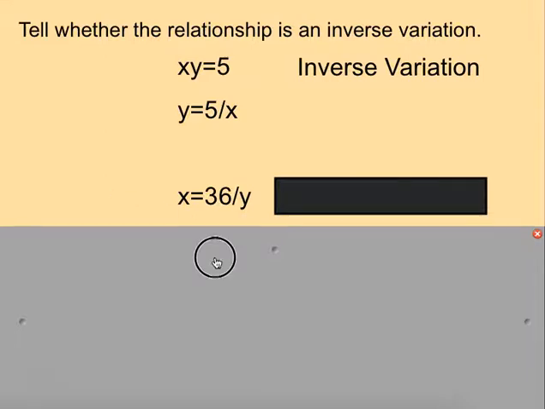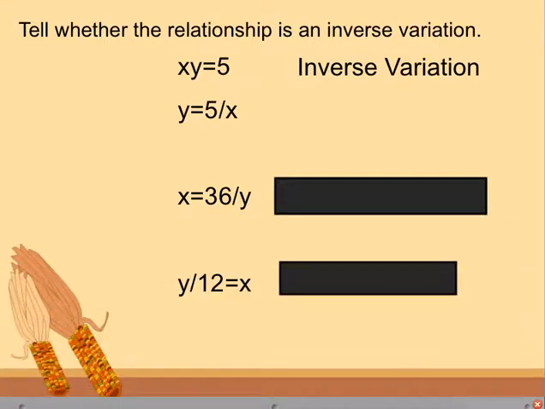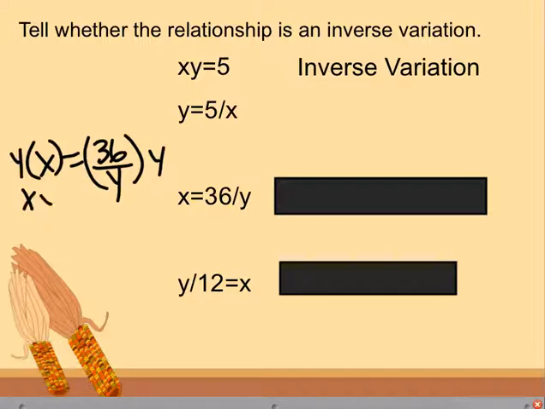For this one, it's going to take a couple steps. We want to get y by itself, and we currently have x is equal to 36 divided by y. Well, we don't really want y in the denominator, so I'm going to multiply by y on each side. And we have xy is equal to 36. Well, that first gives us a clue because we have a product of our two variables giving us a constant. Another clue is when we solve for y, we get y is equal to the quotient of the constant and x.